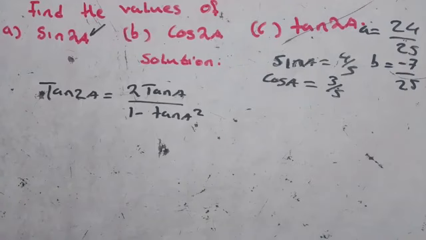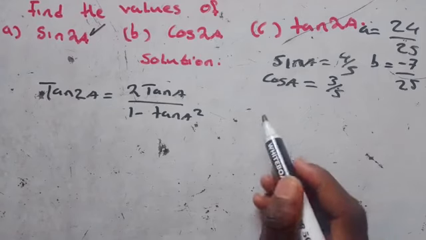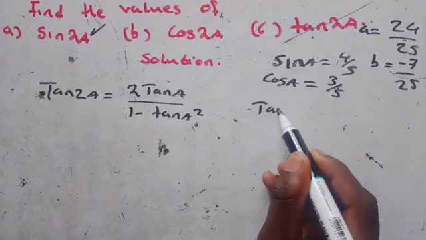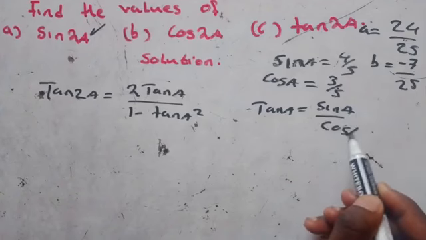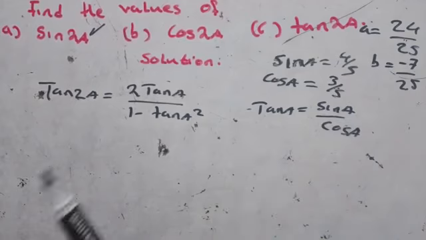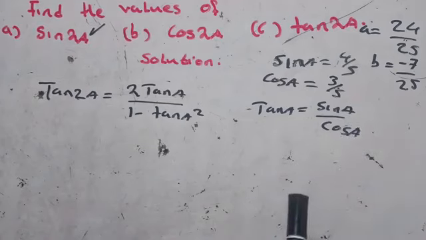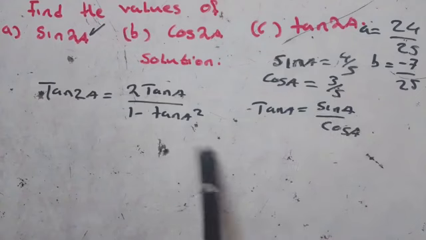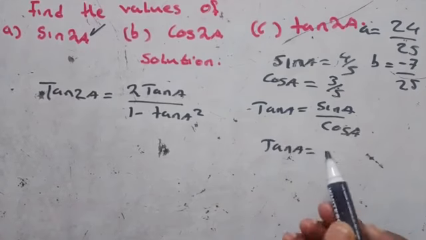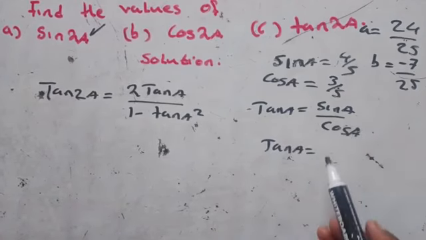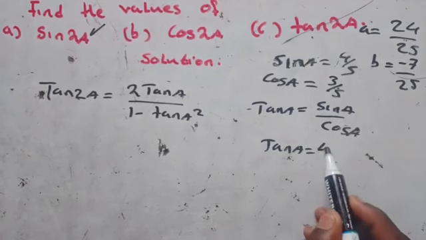So you should know that tan a is the same as sin a over cos a. On the trig ratios, I mentioned this, where we have sin theta over cos theta, which will give us tan theta. So in this case, we're going to use this one to find tan a. So what's our sin a? Our sin a is 4 over 5.